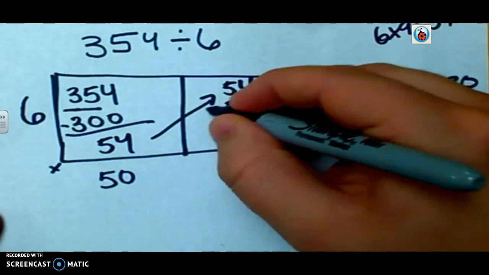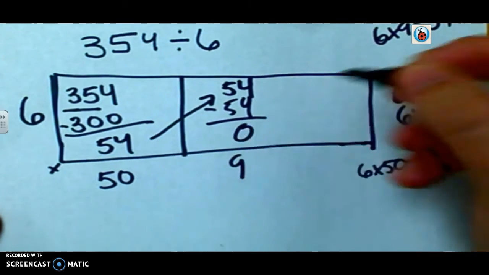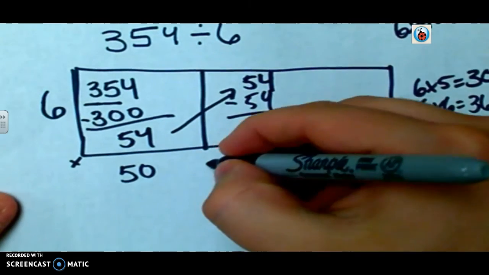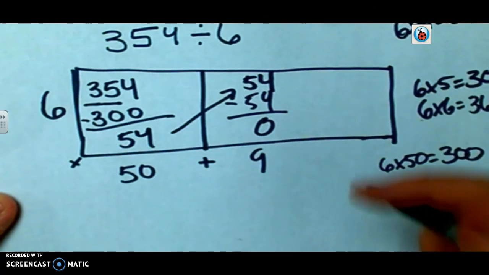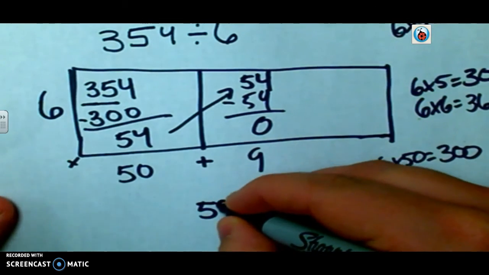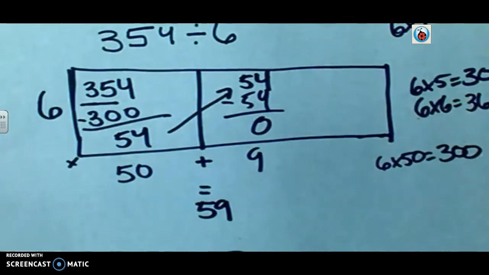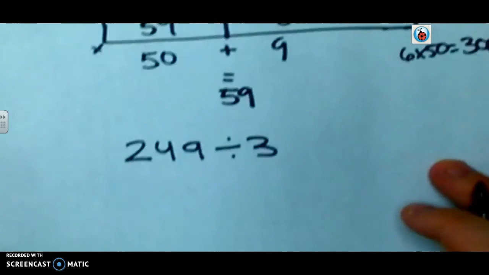So 54, 0, there's no remainder, so now all you have to do is that line is still adding, and that's 50 plus 9 equals 59. You can double check this using the base 10 block model we used yesterday, and you will still get 59.